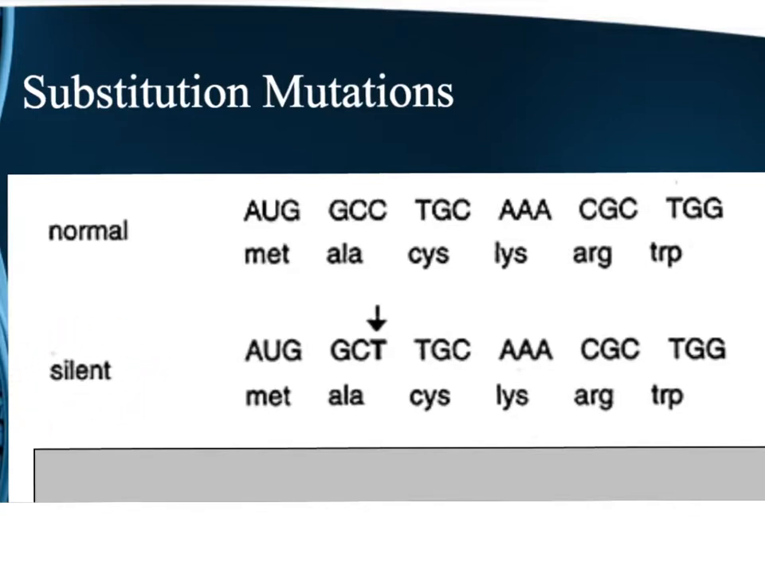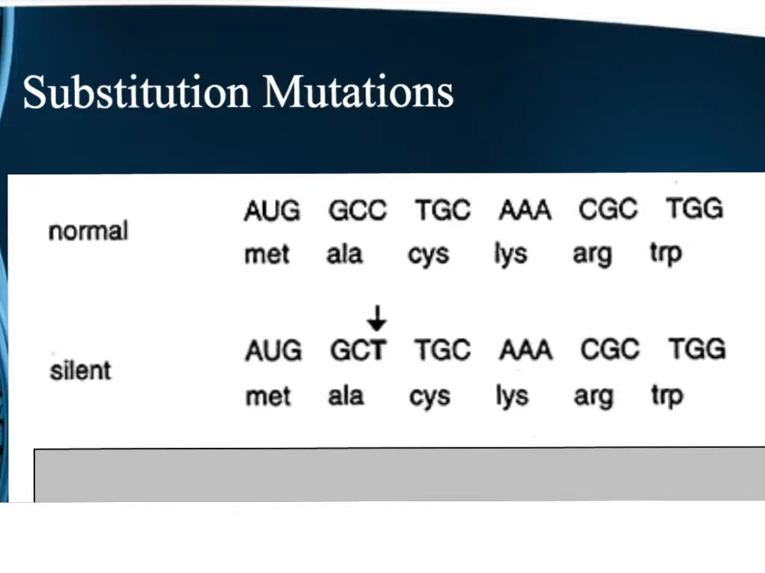Well, why is it silent? If you take a look, GCC and GCT, even though this substitution happened right there, the C got switched for T, luckily GCC and GCT both code for alanine. So you'll notice this polypeptide and this new polypeptide with the mutation are the exact same. There would be no effect when this mutation was made. You keep making the same protein, it would be perfectly fine. And again, you wouldn't know it, and this is why we call it a silent mutation.